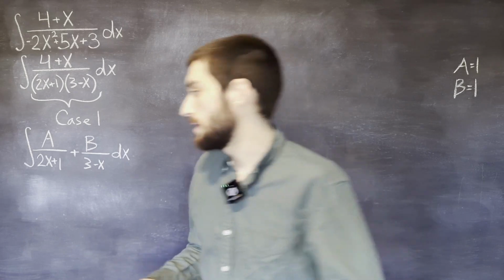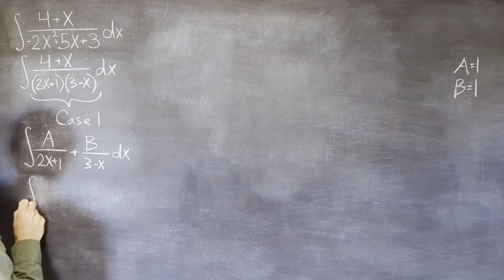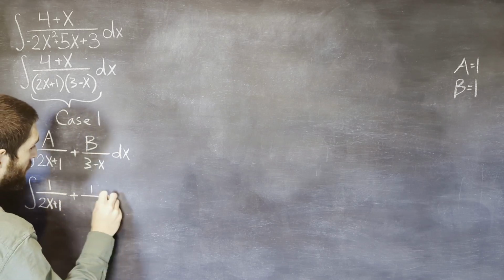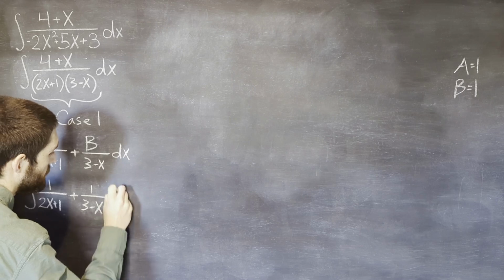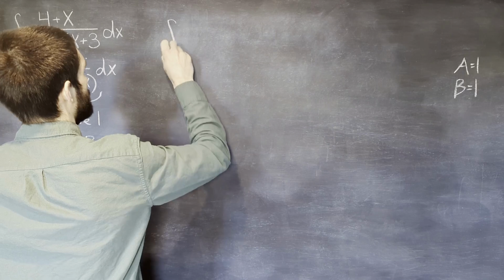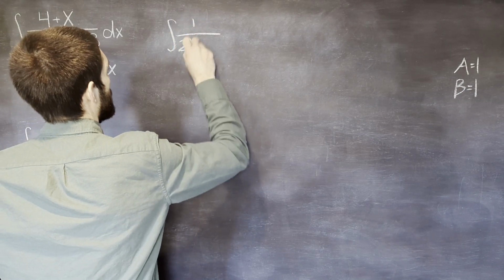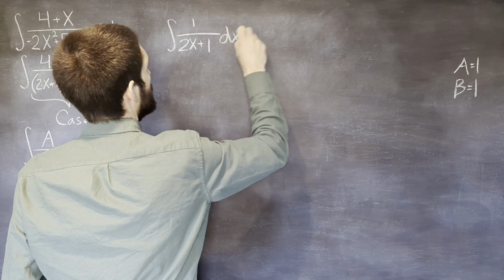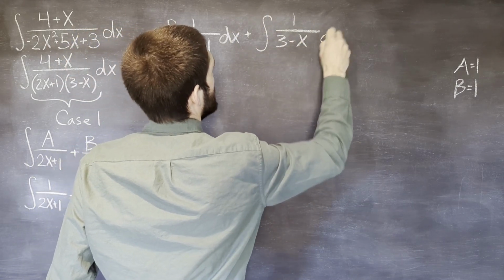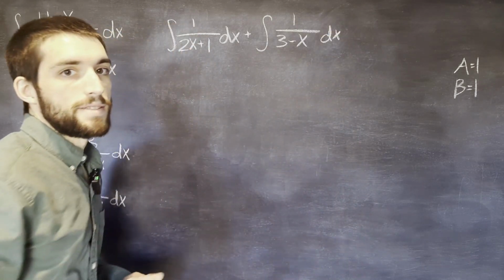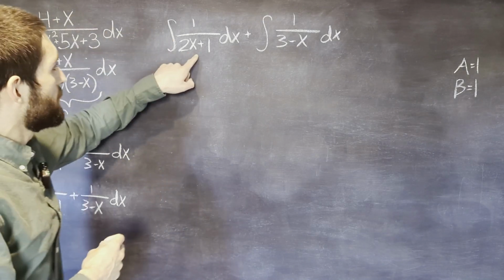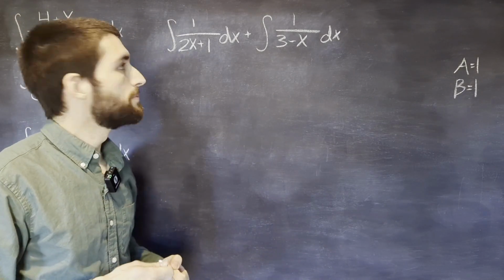Substituting these values back into our integral gives us the integral of 1/(2x + 1) + 1/(3 - x) dx. And we can write that as a sum of integrals, giving us the integral of 1/(2x + 1) dx plus the integral of 1/(3 - x) dx. So we can see why partial fractions made this easier. We took a complicated function and turned it into a sum of smaller functions that we could integrate more easily.